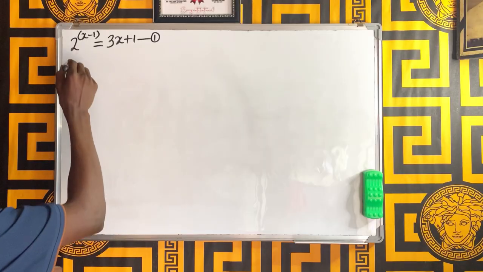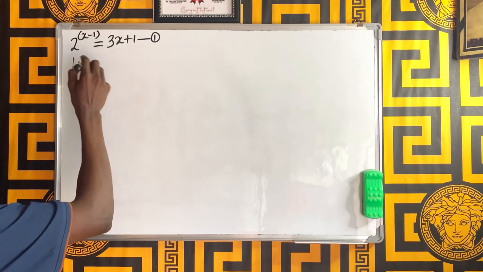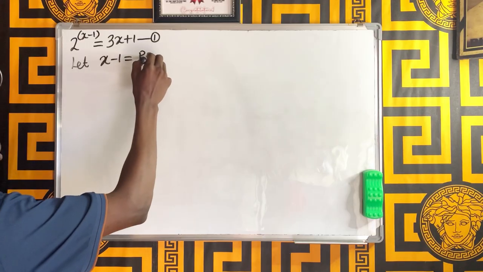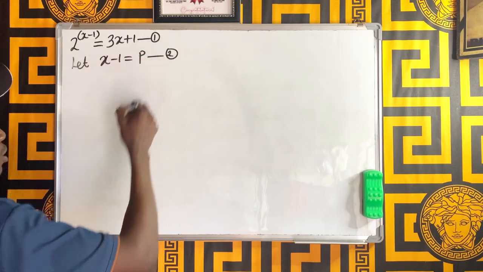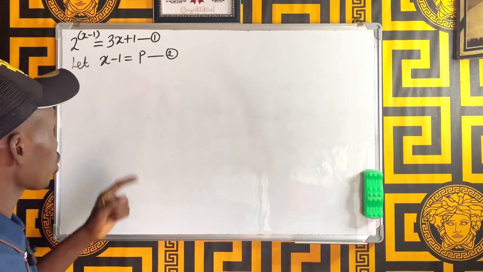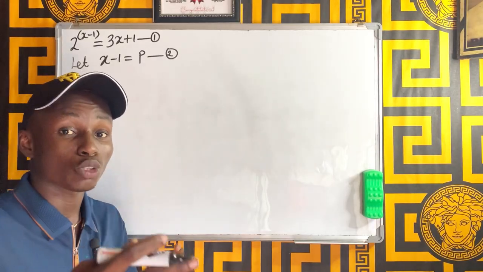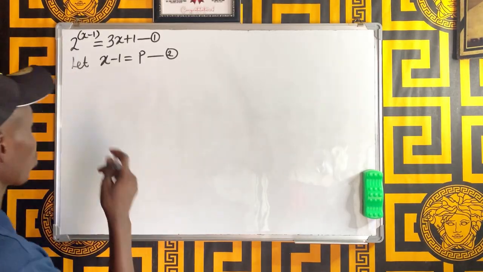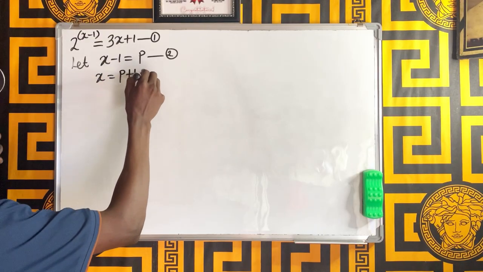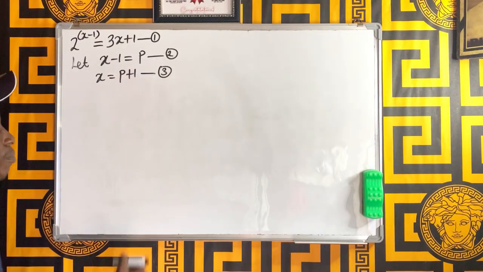Now, I say let x minus 1 equal p. You can call this equation 2. There's nothing bad with it. From equation 2, let's make x the subject of the formula. For us to do that, we have to add 1 to both sides of the equation. That means x is equal to p plus 1. You can call this equation 3.